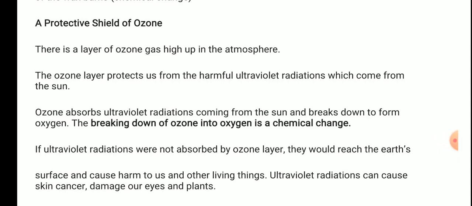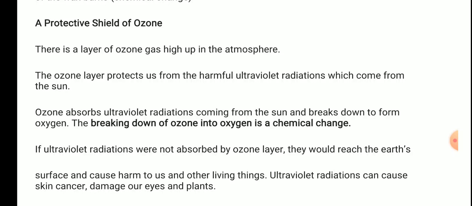Ozone is O3 and oxygen is O2. While absorbing the ultraviolet radiations, ozone breaks into oxygen, that is O2. So the breaking down of ozone into oxygen is a chemical change. Why? Because a new substance is formed. Ozone is O3, oxygen is another substance. So it is a chemical change.